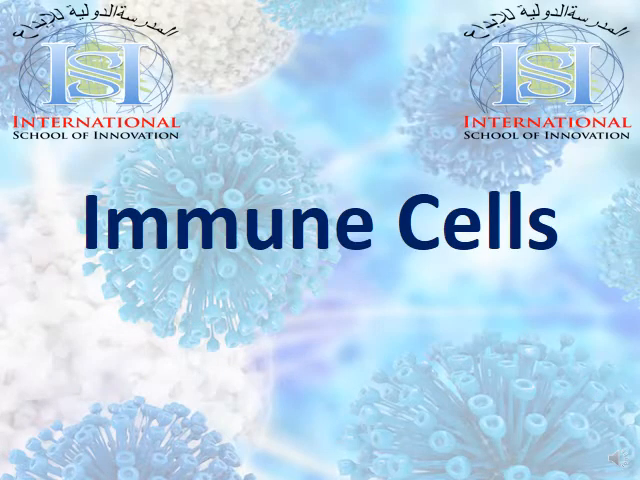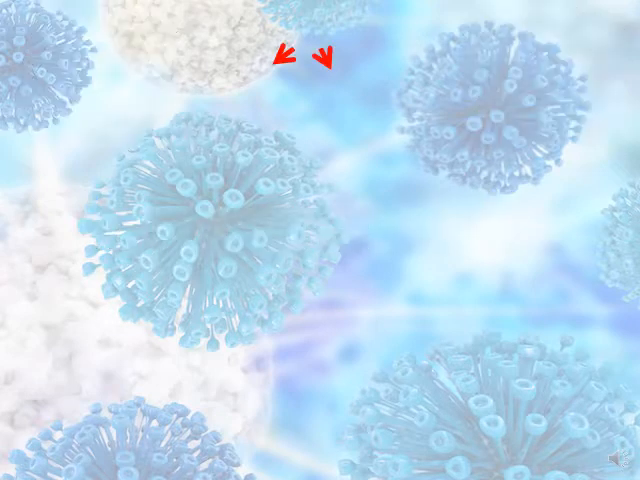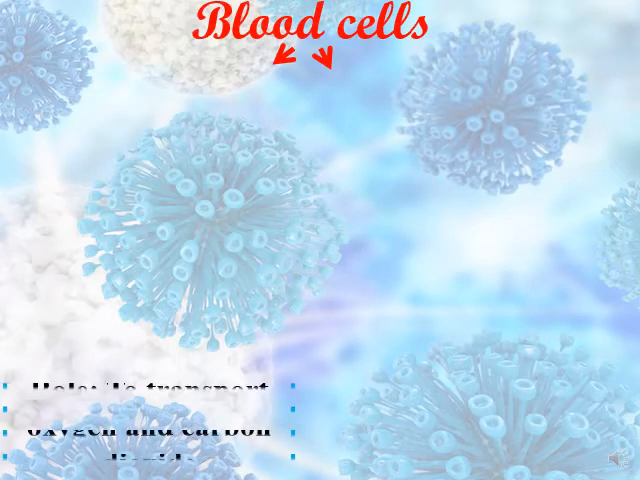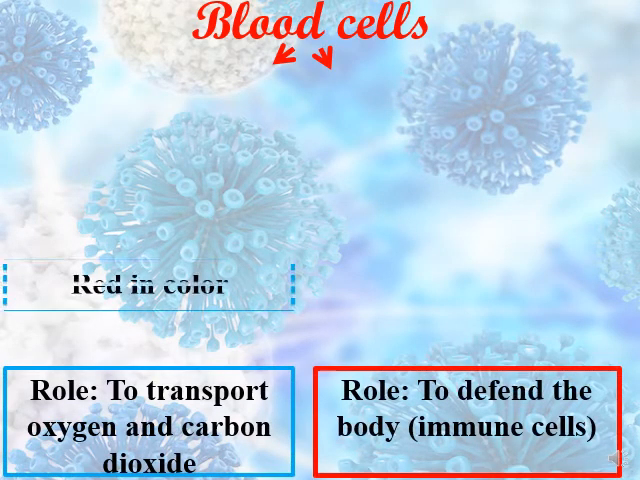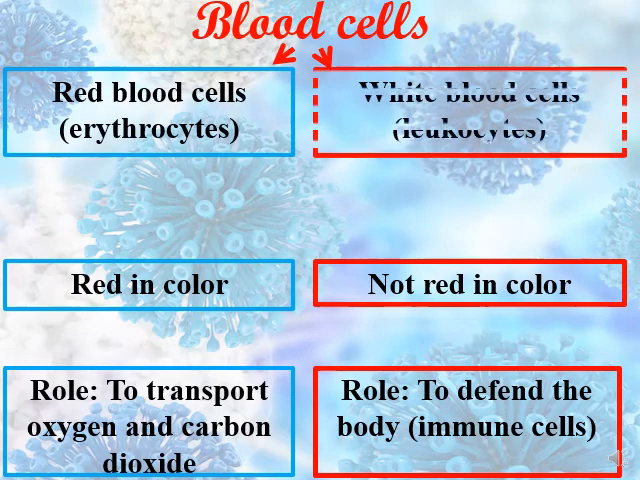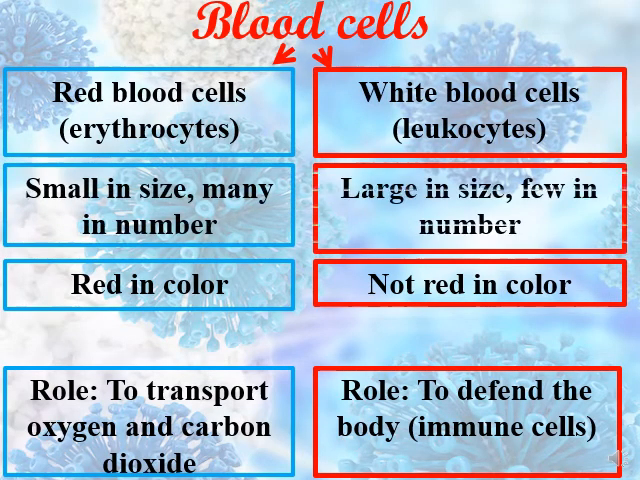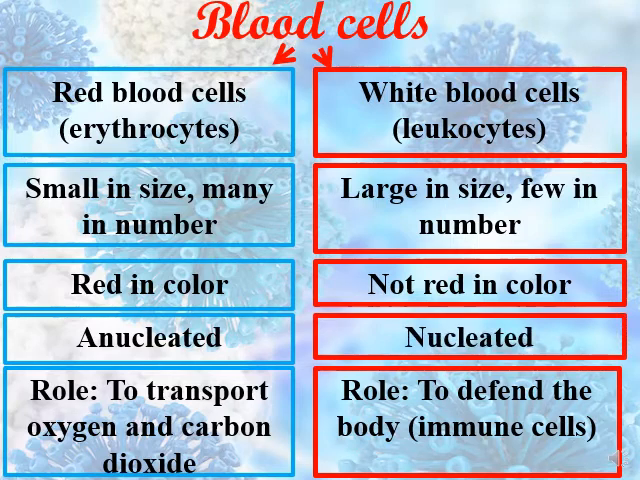Let's move now to the different immune cells in the chapter of immunity. First, let's talk about the blood cells. Blood cells are divided into red blood cells or white blood cells. Red blood cells are called erythrocytes, whereas white blood cells are called leukocytes. Red blood cells are small in size and many in number, whereas white blood cells are large in size and few in number.